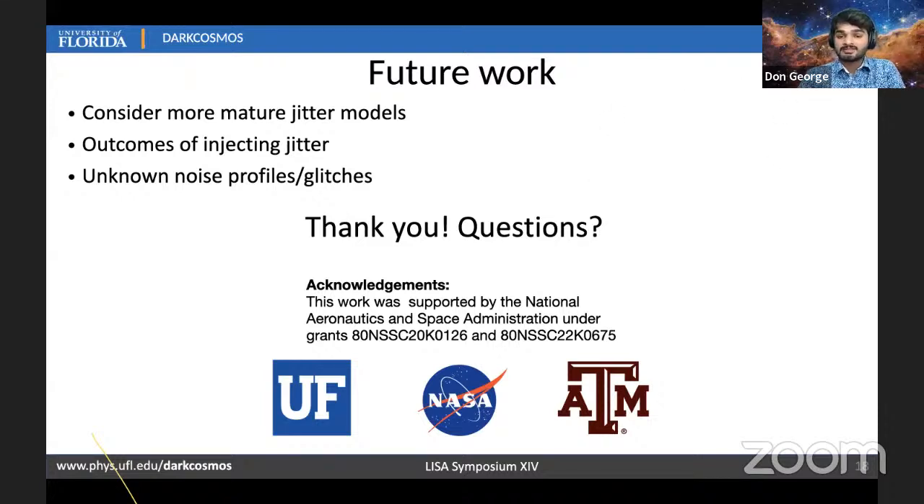And because this is a space mission, we don't know what kind of noise profile we expect. So we want to consider what happens if you have some unknown noise profile, if we can predict this, and also if we can handle any glitches that are given to us. But thank you for listening.